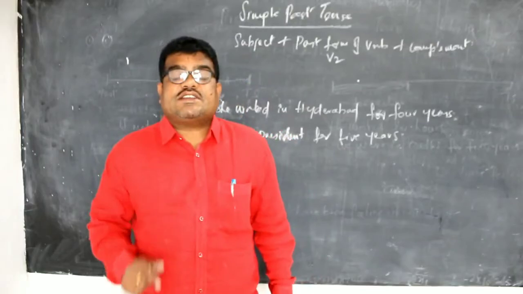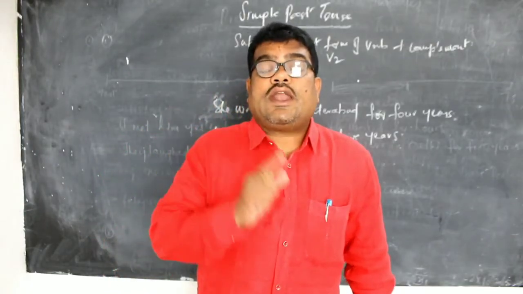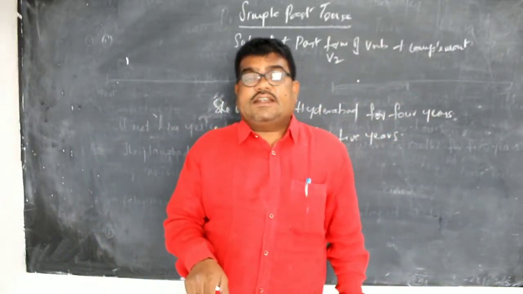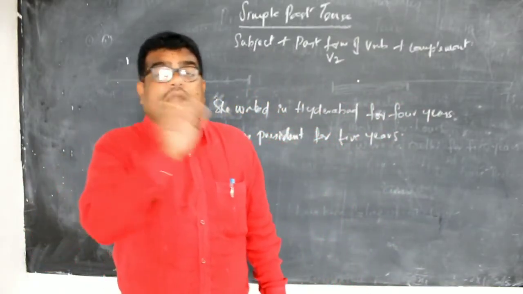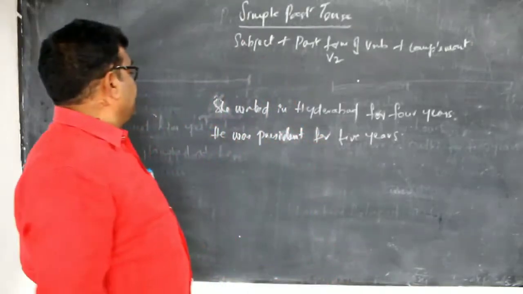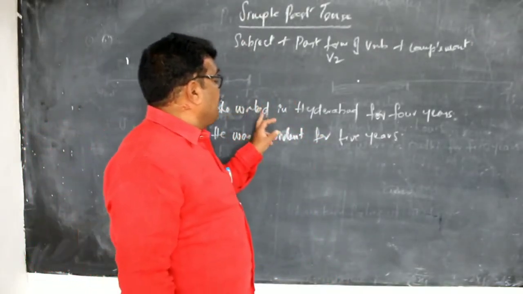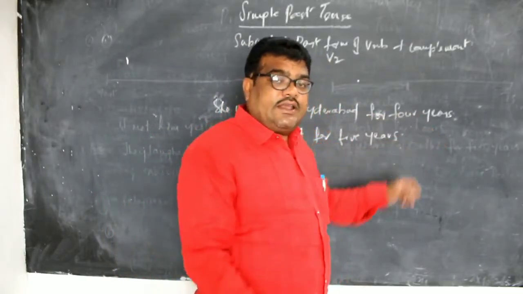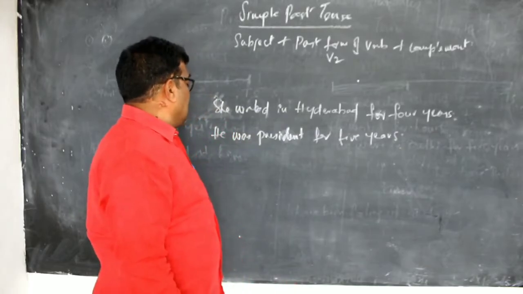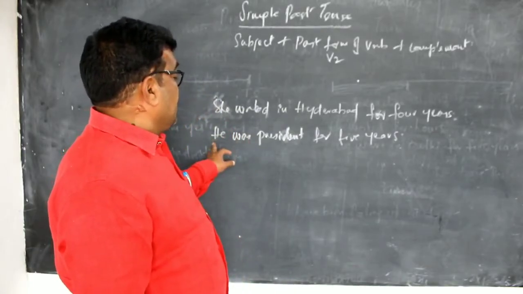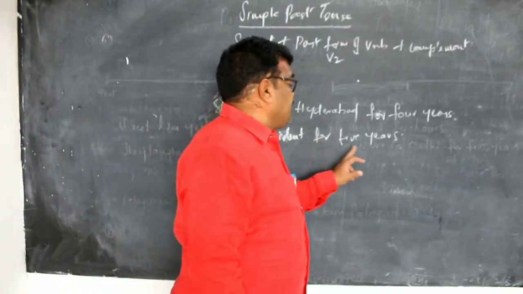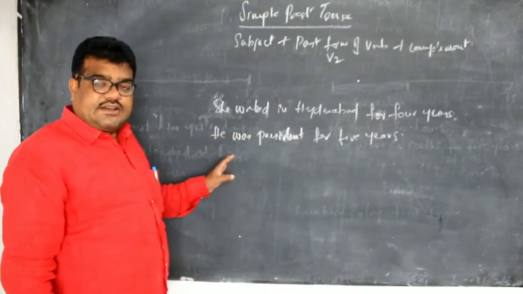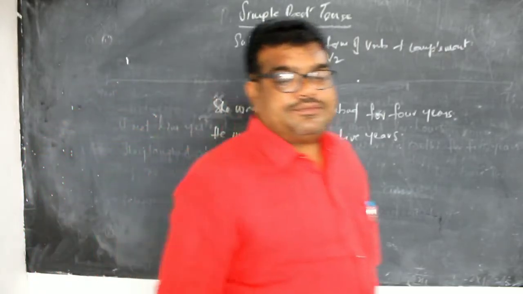The simple past tense is used to show an action which was completed in the past and presently is no longer continuing. For example, she worked in Hyderabad for 4 years. Now presently she is not working in Hyderabad. Next, he was president for 5 years. Presently he is not a president. Note down.